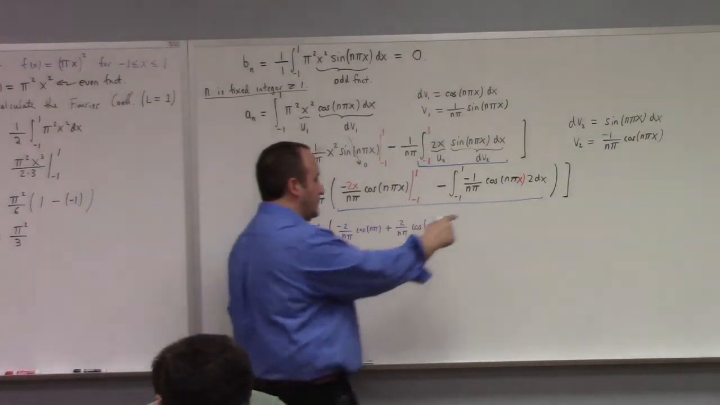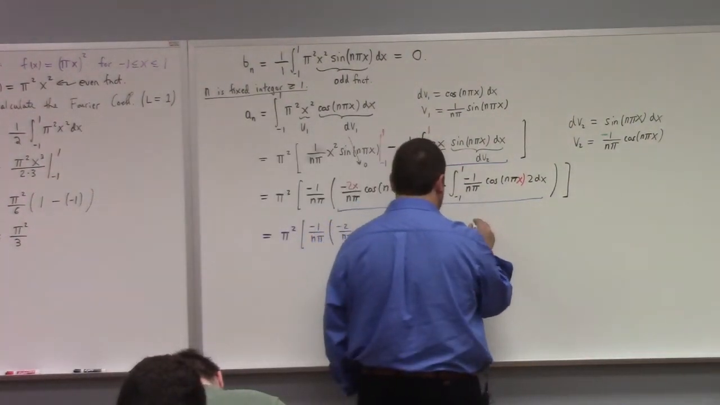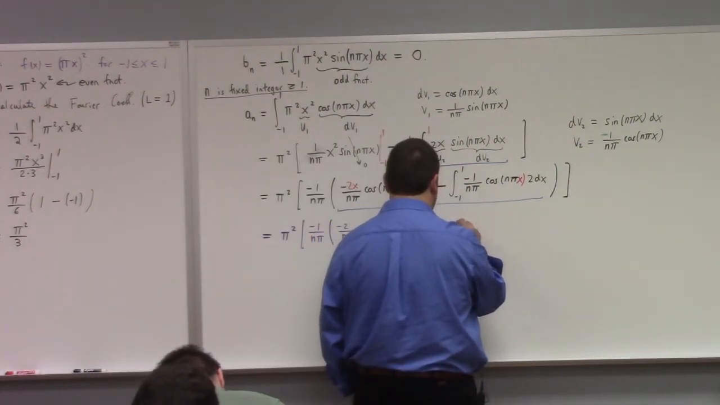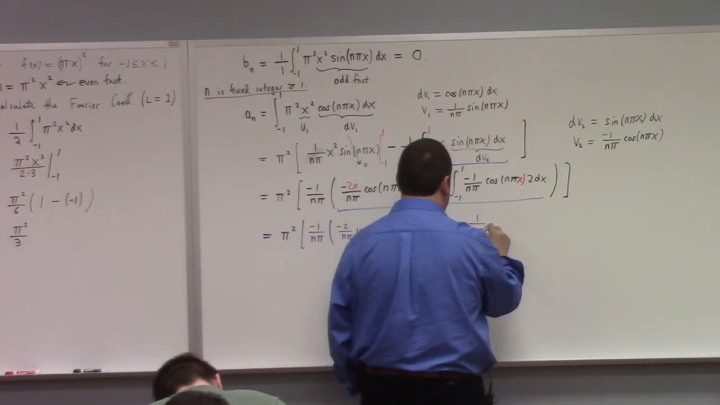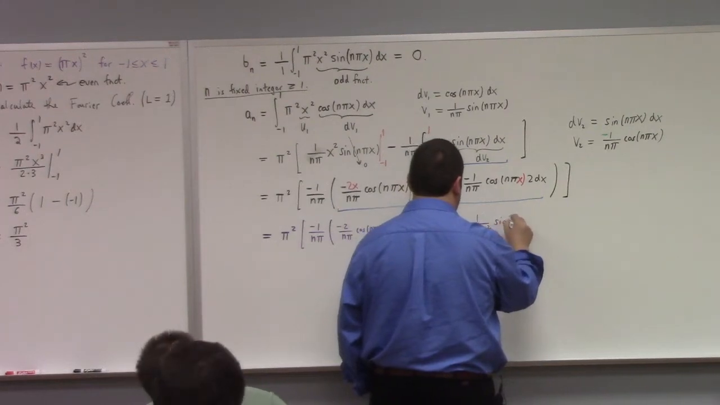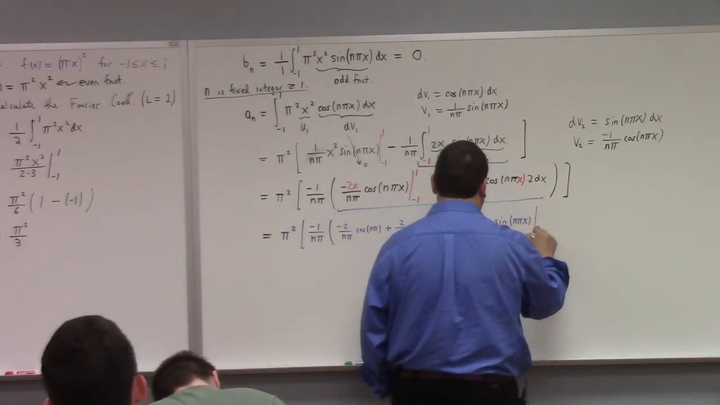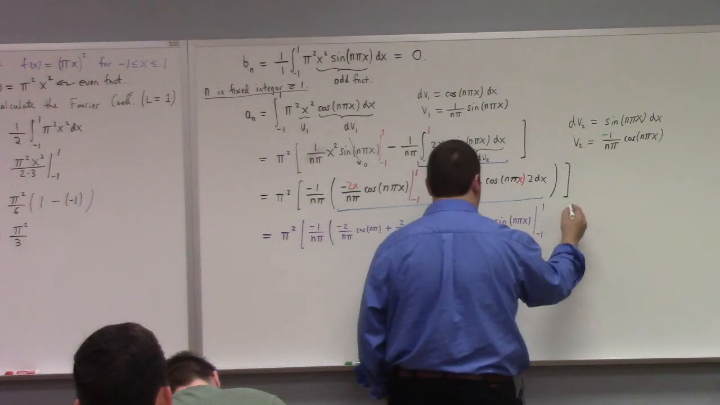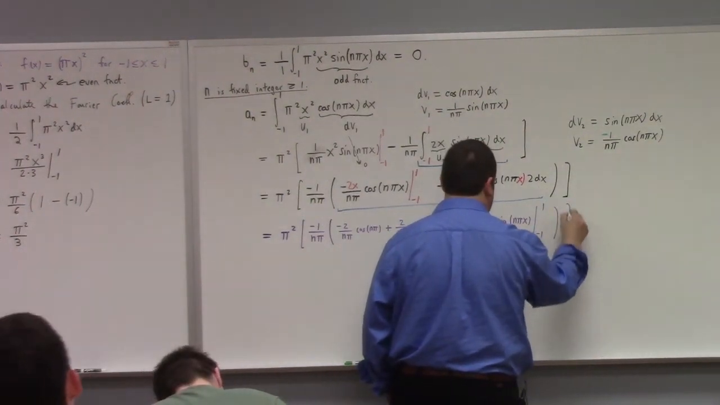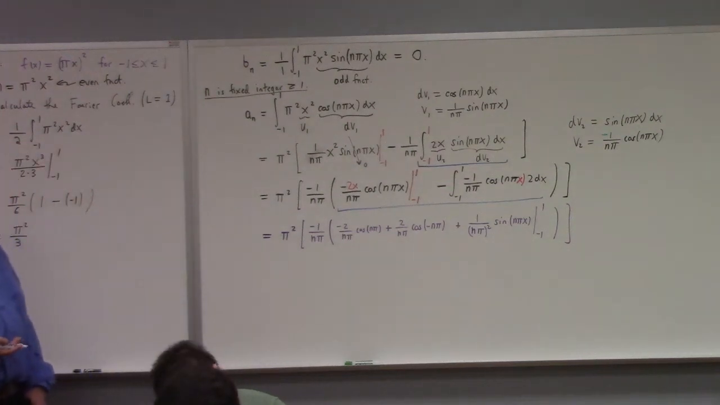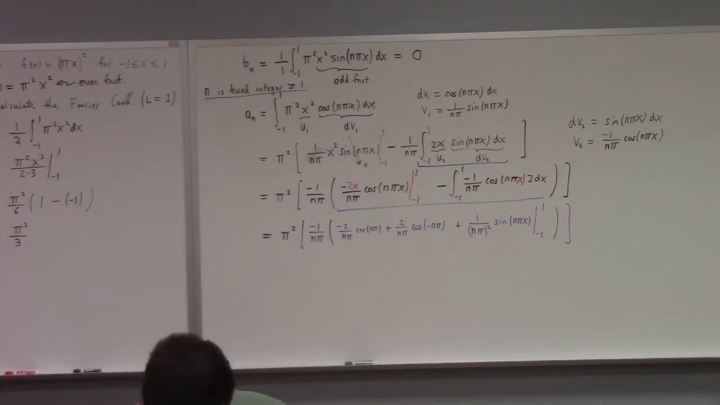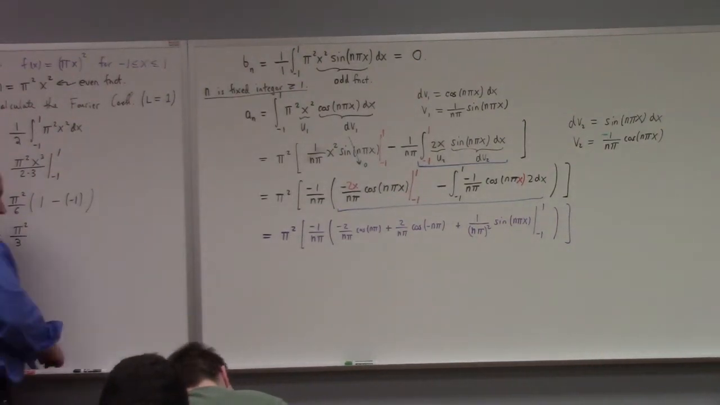And then what does this integral work out to? One over n pi squared sine of n pi x evaluated from minus 1 to 1. At first glance, you might think that last integral gives you something, but it doesn't, because it integrates to sine of n pi minus sine of minus n pi. I mean, that's 0 again, just like the other thing was 0 earlier in the calculation.